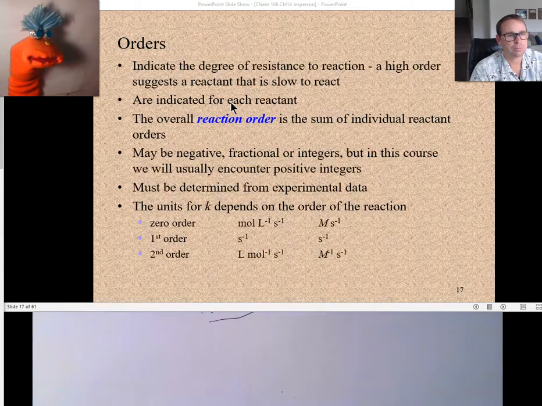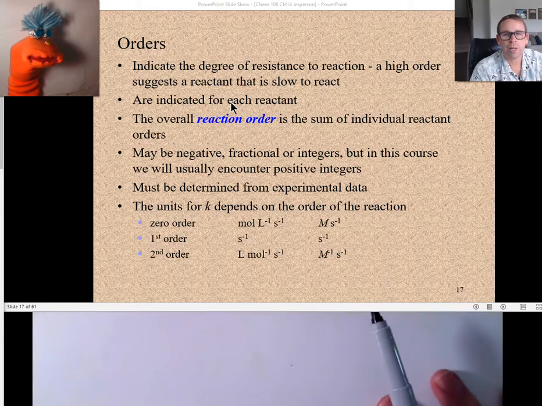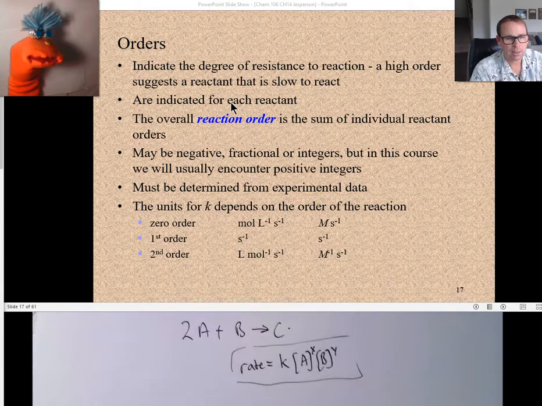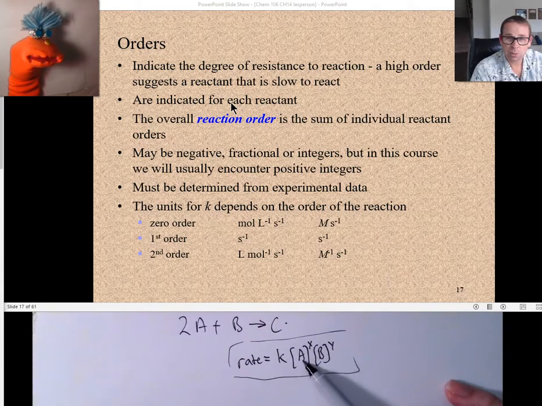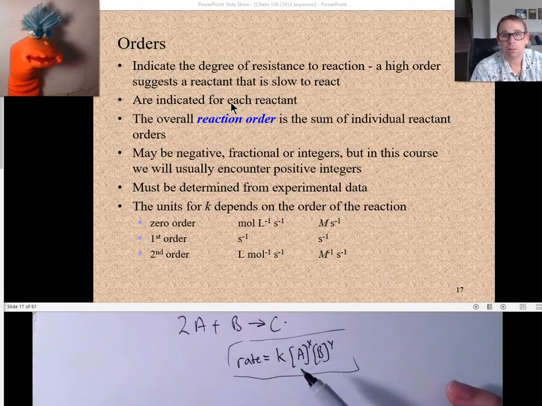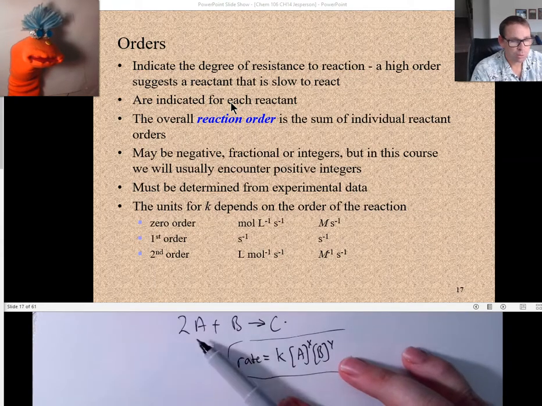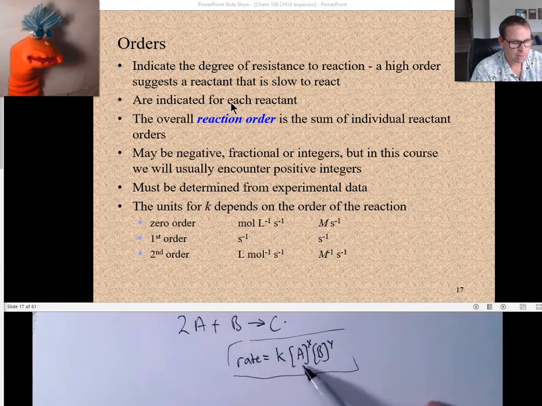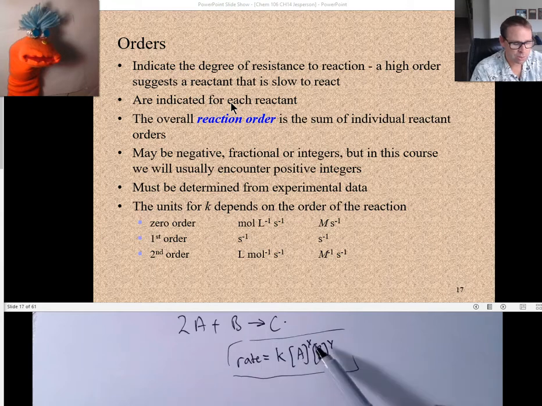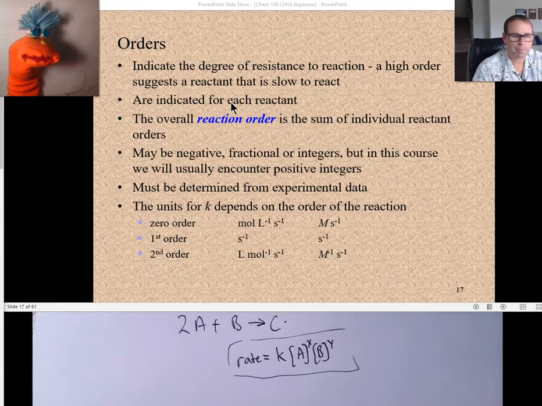All right, so the reaction order, again, is with respect to a given reactant. So if I say the reaction order for A, the reaction order will always be this exponent. So right now we don't know what it is, but the order with respect to A for this reaction right now is X. The order with respect to B for this reaction is Y.